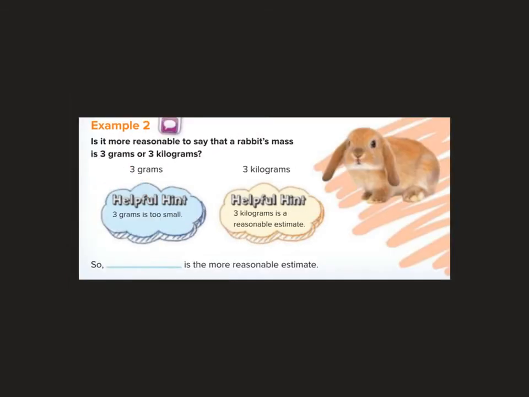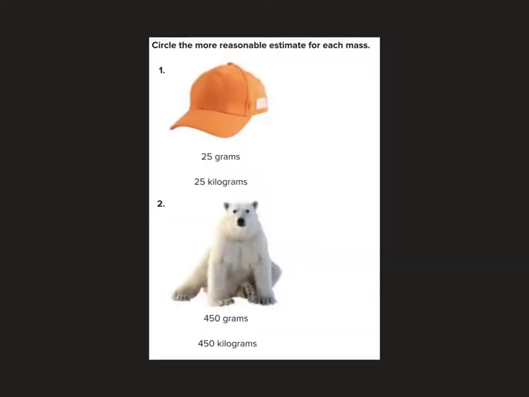Is it more reasonable to say that a rabbit's mass is 3 grams or 3 kilograms? So again, 3 grams would be way too small. A rabbit would probably be closer to 3 kilograms in mass.